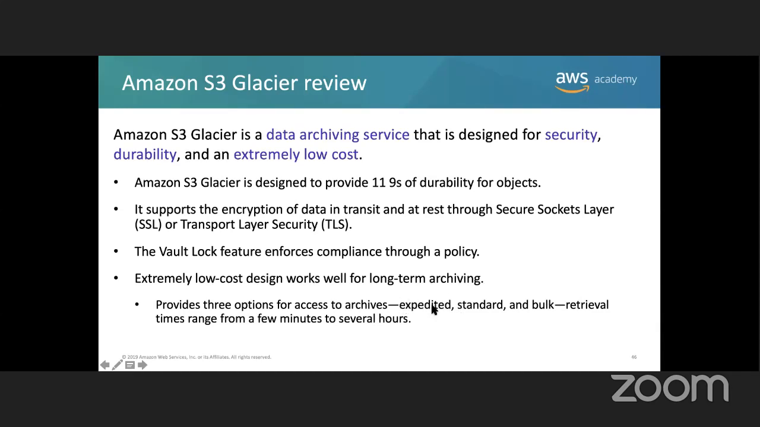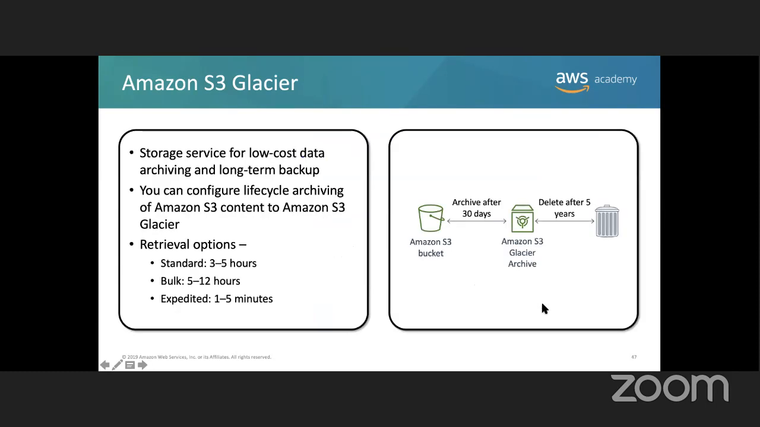Again, 1 to 5 minutes, 3 to 5 hours, 5 to 12 hours, okay? Very important. Storage service for low-cost data archiving and long-term backup. You can configure lifecycle archiving of Amazon S3 content to Amazon S3 Glacier, right? Retrieval options right here. Standard, 3 to 5 hours. Bulk, 5 to 12 hours. Expedited, 1 to 5 hours, okay? You have an Amazon S3 bucket here. After 30 days, you send it to the Glacier archive, and after 5 years, you delete it.